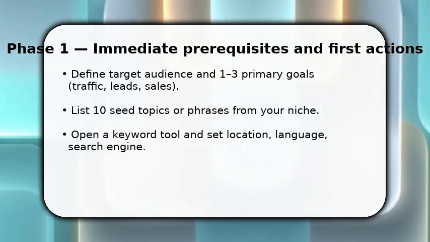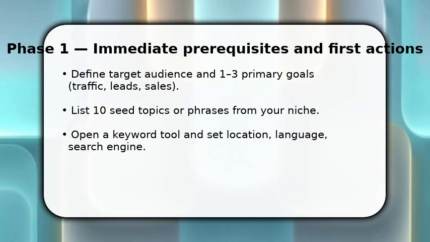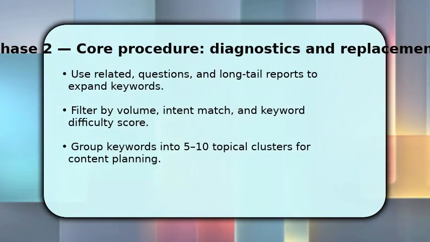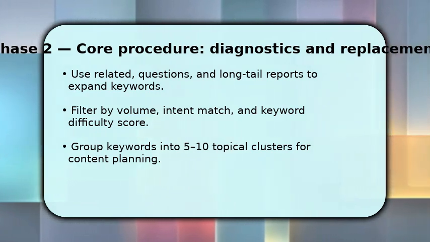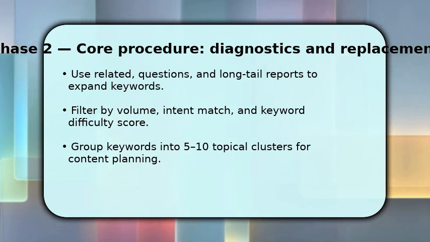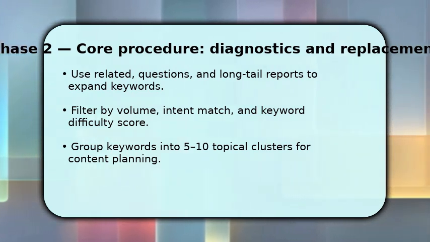Now expand the raw list. Pull related searches, questions, and long-tail suggestions to capture realistic user phrasing because long tails convert better. Then filter, set minimum volume thresholds, remove irrelevant intent, and cap difficulty to what you can realistically rank for.